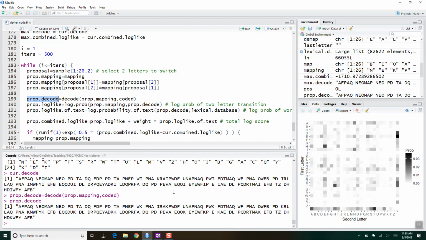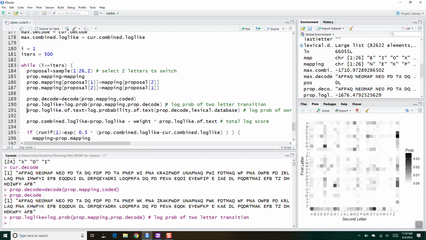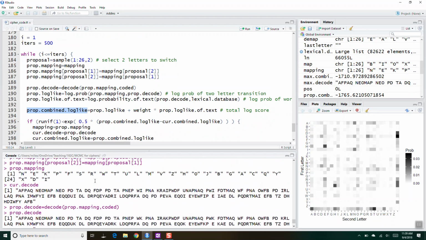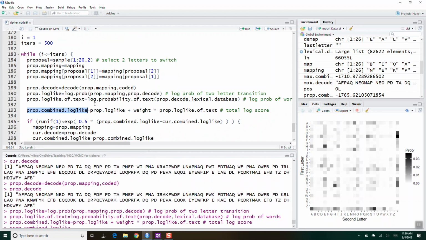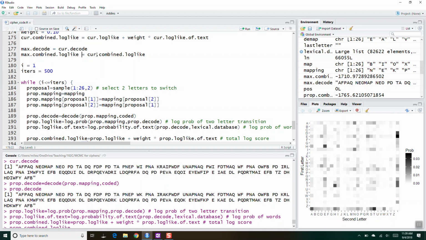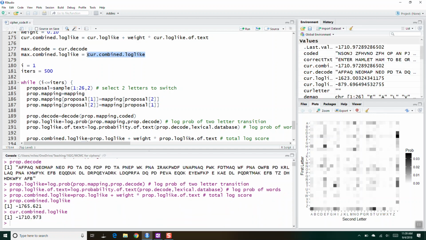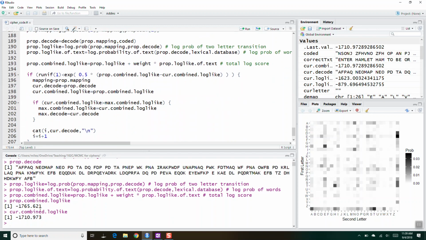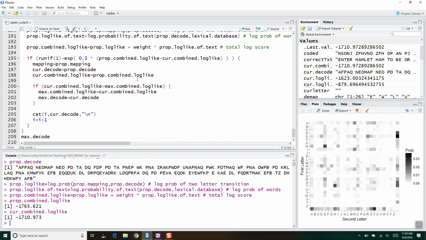And we say, which one seems more likely? We run the proposed text through it, and we get our proposed combined likelihood. If we compare it to our current combined log likelihood, the proposal is kind of worse. It's negative 1710 versus negative 1765. So this one is technically worse, and our proposed mapping is less likely according to our evaluation methods.